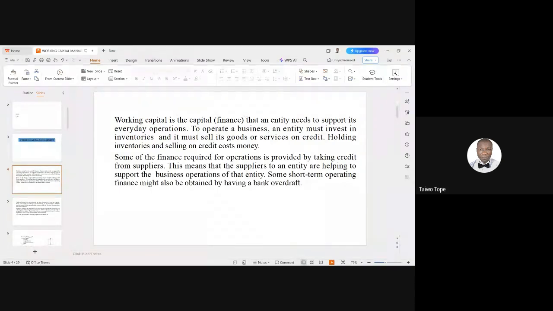At this point, I want to ask, what are those components of working capital? Yes, can I get a response? What are the components of working capital?